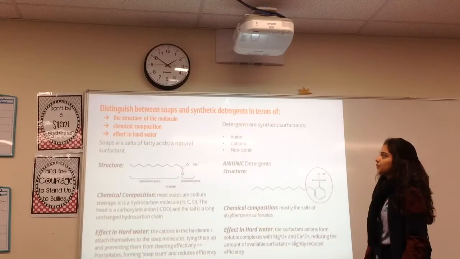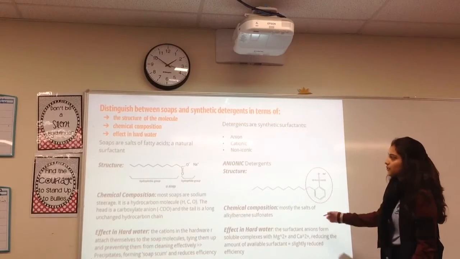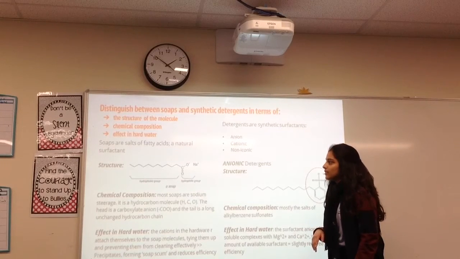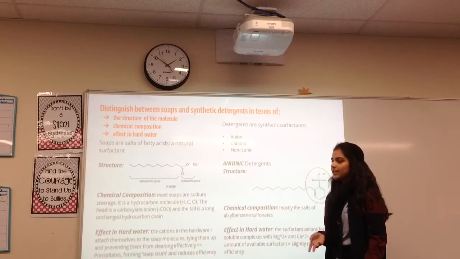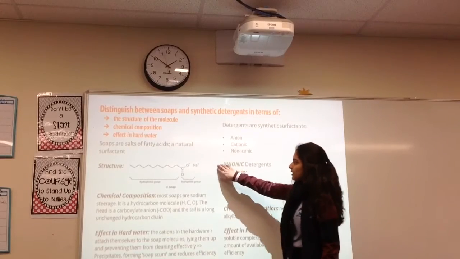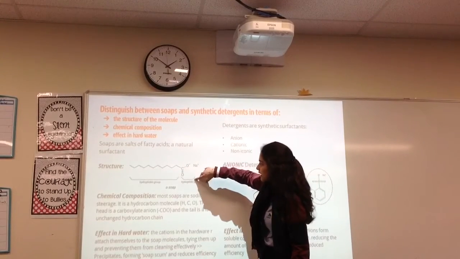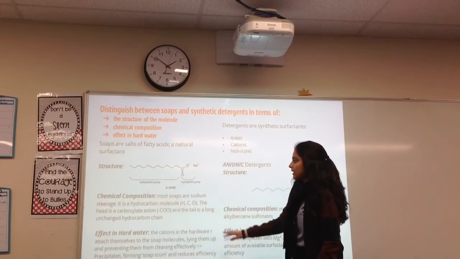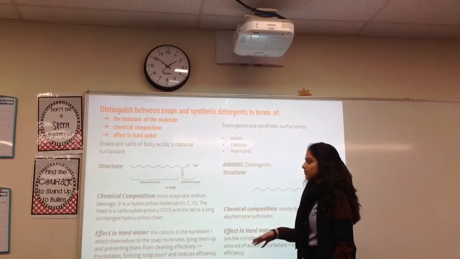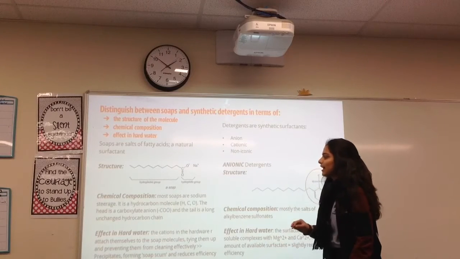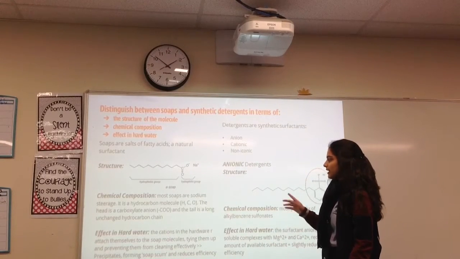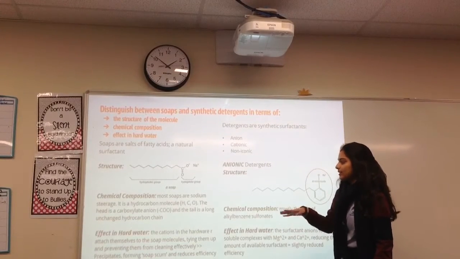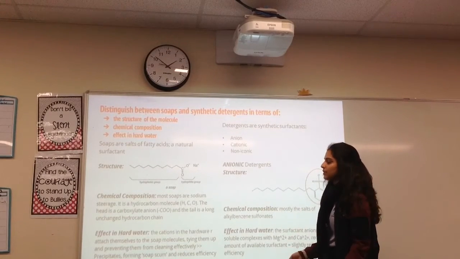Now, distinguish between soaps and synthetic detergents in terms of structure of the molecule, chemical composition, and the effect on hard water. Now, soaps are salts of fatty acids, a natural surfactant, which has already been mentioned. And you can see here is the negatively charged hydrophilic group and the uncharged hydrophobic tail. Now the chemical composition, most soaps are sodium stearate. It is a hydrocarbon molecule containing hydrogen, carbon, and oxygen. And the head is a carboxylic anion, and the tail is a long uncharged hydrocarbon chain, which has been mentioned.